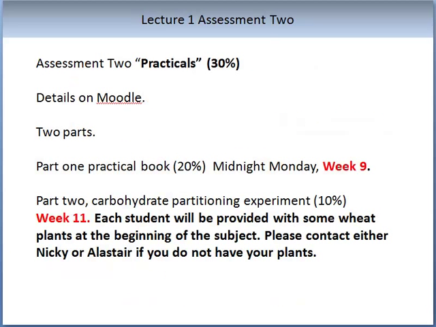In Assessment 2, on the practicals, the details are already uploaded in Moodle. As described previously, there are 2 parts. Part 1 is the completion of the practical book. This needs to be handed in week 9 on the 28th of April. Part 2 is on the carbohydrate partitioning experiment. Each student will be provided with some wheat plants at the beginning of this subject. Please contact either myself or Alistair if you do not have your plants.